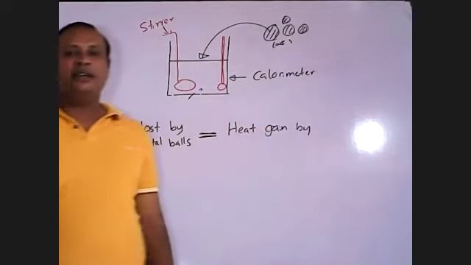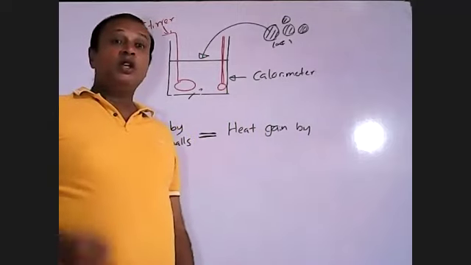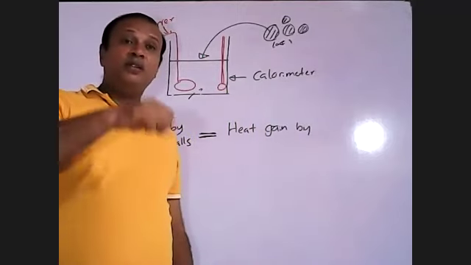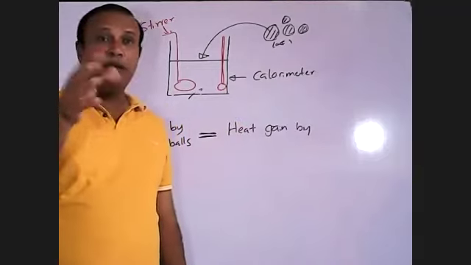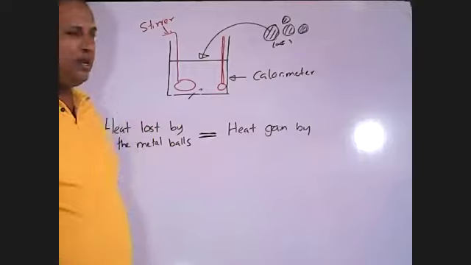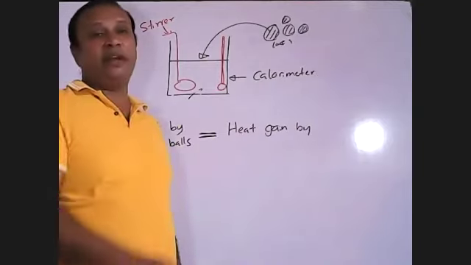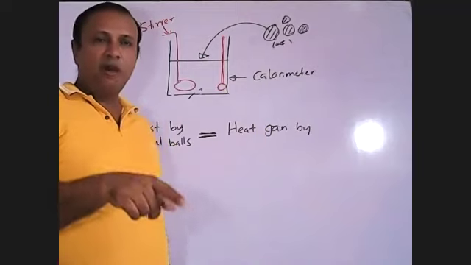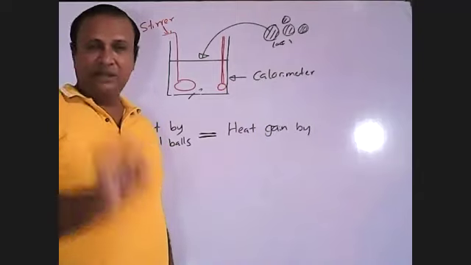Use of the stirrer. The stirrer is used to evenly distribute the temperature throughout the water. So that is the purpose of the stirrer. Okay. That is the use of the stirrer: to evenly distribute the temperature throughout the water. The correct word is temperature.